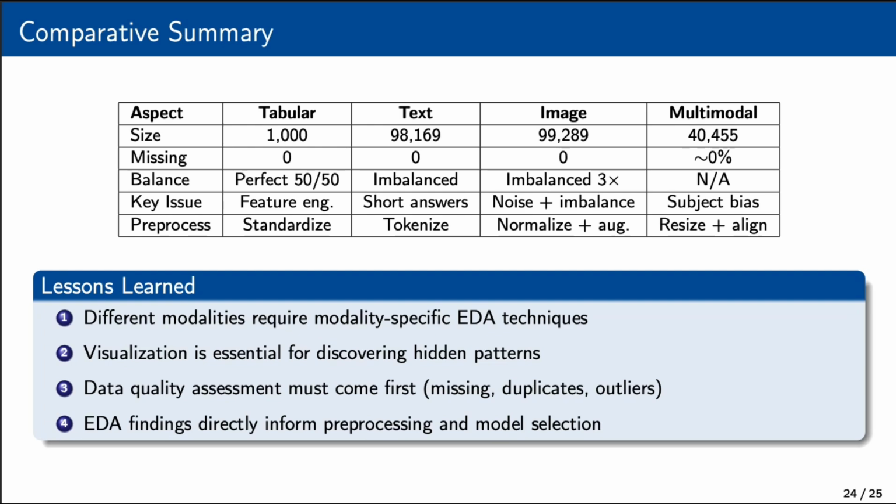The 4 lessons we take away are: first, each modality demands its own specific EDA techniques. There's no one-size-fits-all approach. Second, visualization is essential. Many patterns like class imbalance and bias are only visible once you plot the data. Third, data quality assessment should always come before any analysis. And fourth, EDA findings directly drive preprocessing and model selection decisions.